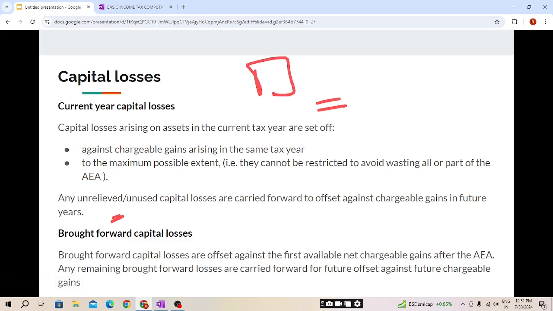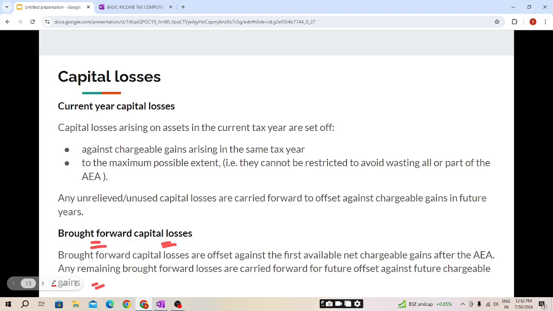If we are not able to set off the whole allowable loss, then we need to carry it forward into the future years. Then brought forward capital loss. Brought forward capital losses are offset against the first available net chargeable gains after the AEA. After the AEA we deduct the brought forward loss. Any remaining brought forward loss is carried forward for future offset against future chargeable gains.